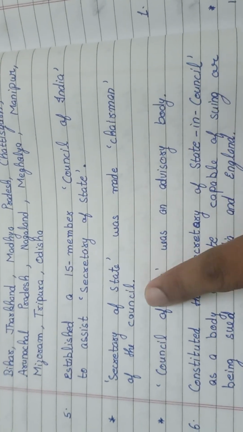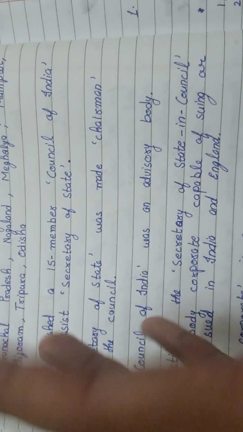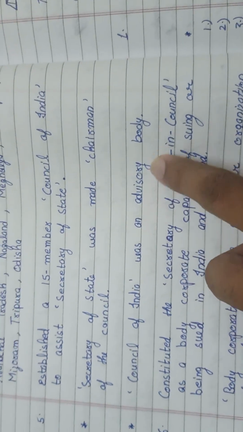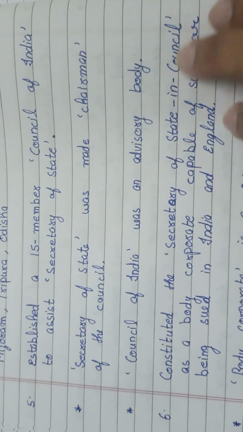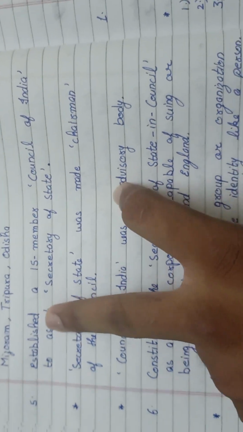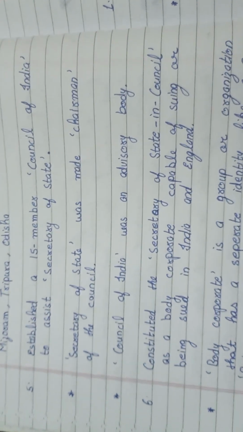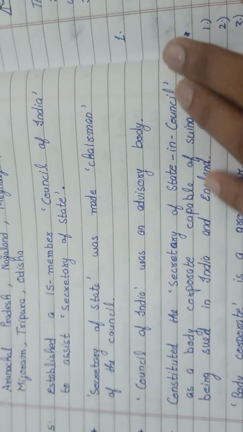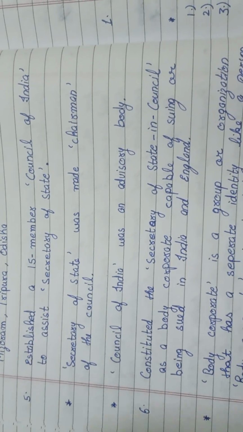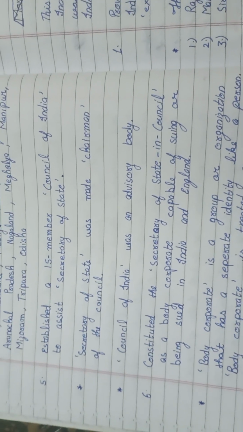Secretary of State was made chairman of the council. Obviously he was made chairman of the council. It means he was actually head of the council, and the council was not his head. Council of India was an advisory body. Now this advisory body and assist, they are actually in very good harmony, this advisory and assist. Why? Because it means that the Secretary of State was not bound to follow the suggestions or follow whatever the Council of India said. It means it aided him, it could advise him, but he was not in any way bound to listen to any of the 15 members of the Council of India.